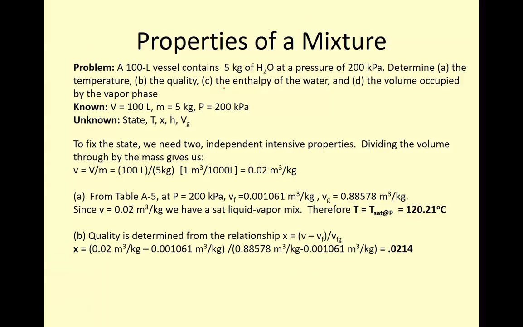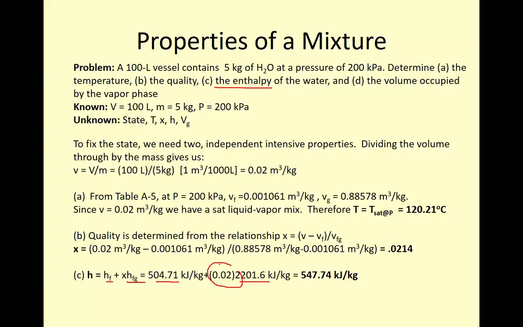Okay, once we have the quality, now we can determine the enthalpy of the water. So we can look that up again in the property tables. We can look up H sub F and H sub FG, and then just plug them into this equation. So H sub F is 504.71, H sub FG is 2201.6. So we multiply by the quality and we get this value for our enthalpy. So again, this is like the H average, or the lump sum enthalpy when we take into account the properties of both the liquid and the gaseous state.